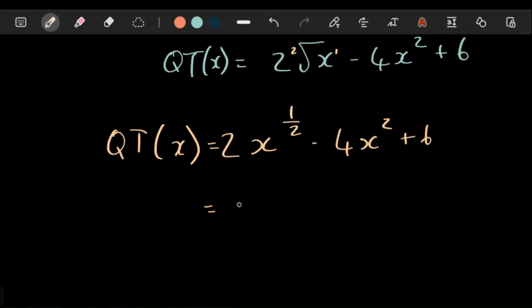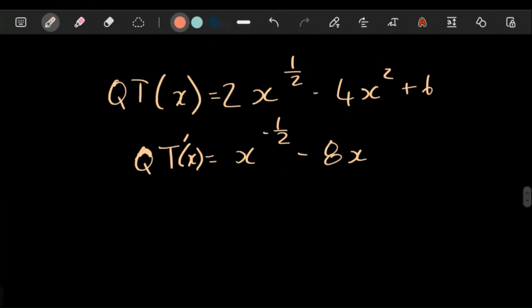A half times 2 is 1. Half minus 1 is negative a half. 2 times negative 4 is negative 8. 2 minus 1 is 1. And then differentiating a constant just falls away. So now, with this setup, we have differentiated. We need to show that.